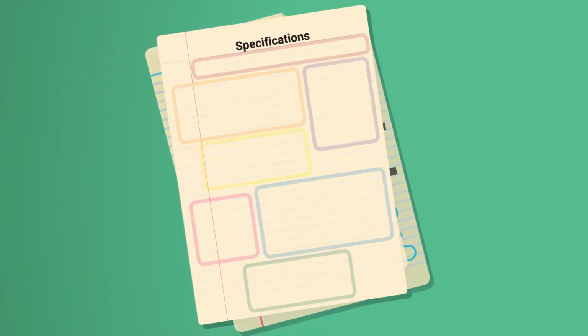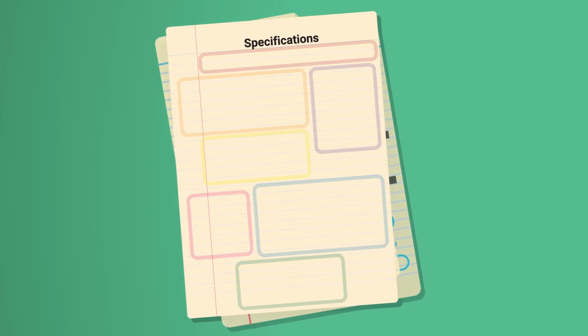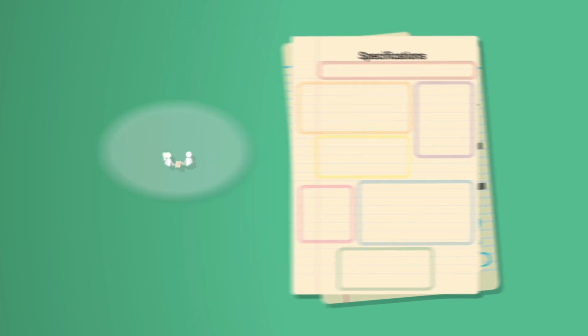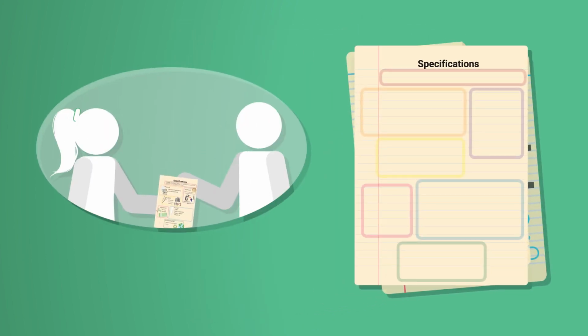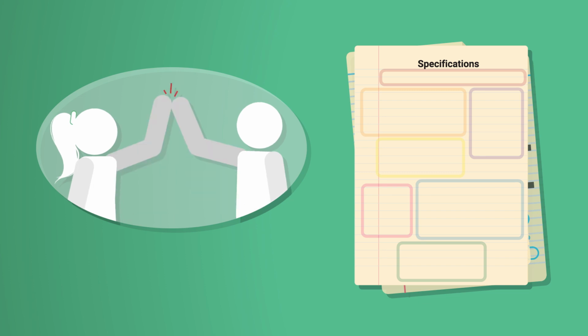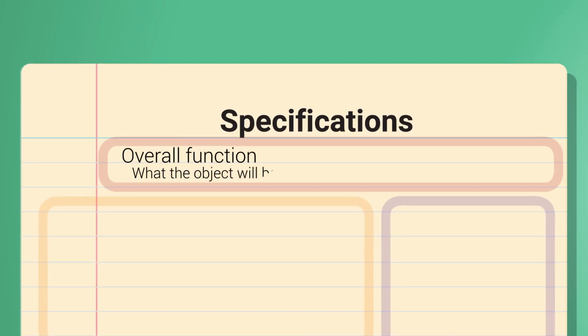The specifications document enables us to specify the need and the various constraints when designing any technical object. But why is it necessary to have clear and precise specifications? Because the person who manufactures the object isn't always the same person who thought of it. The first specification to identify is the overall function of the object. So, what will the object be used for?